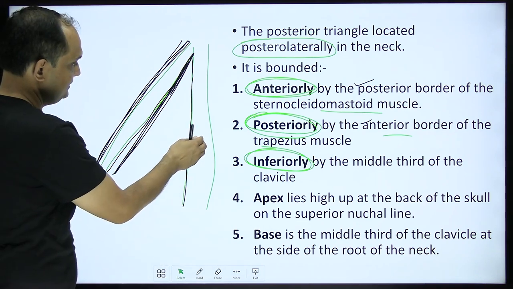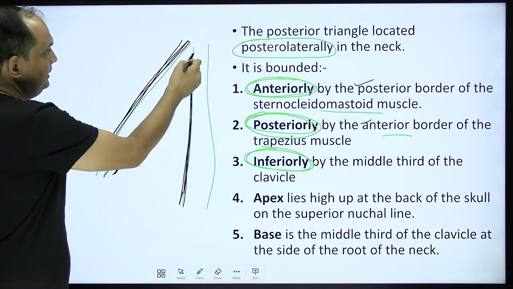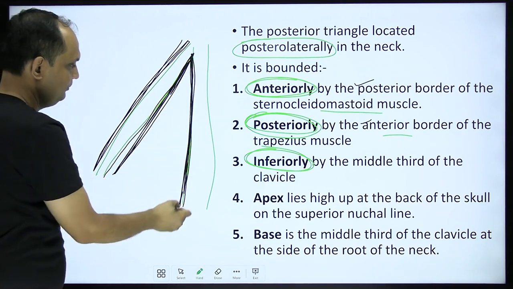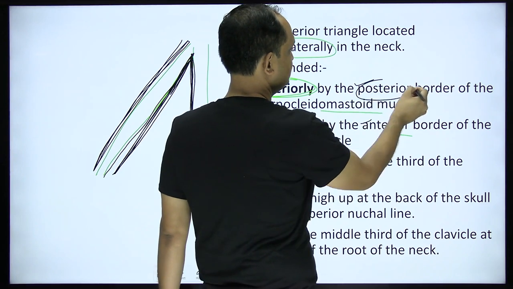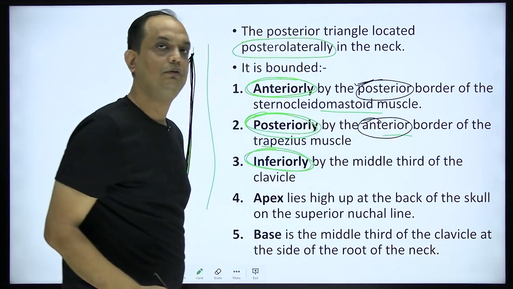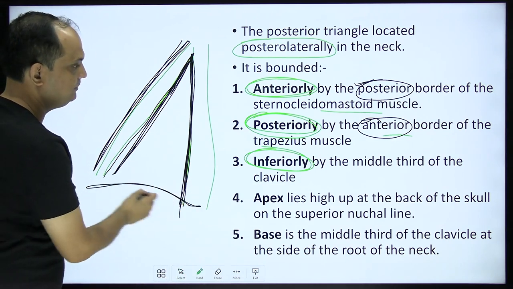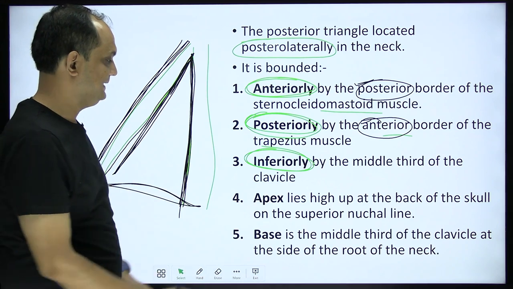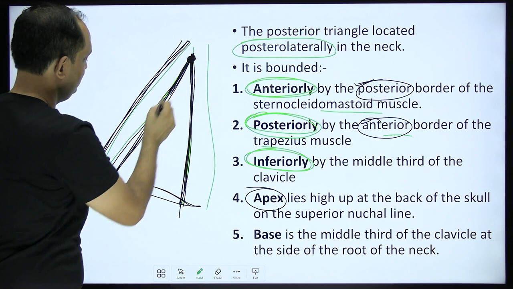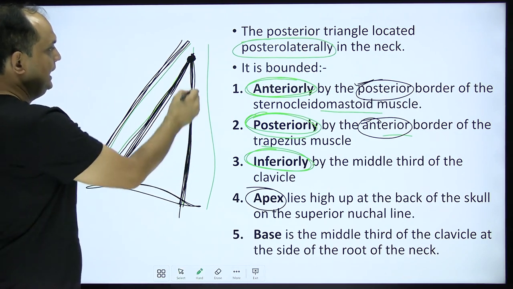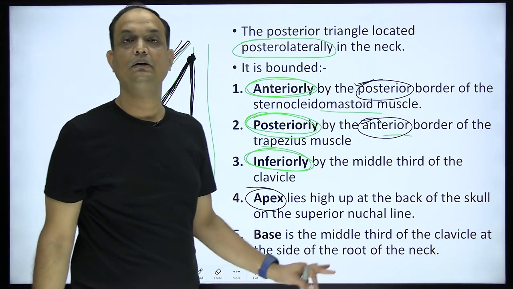In the same way, trapezius is not part of the triangle, because only the anterior border is actually lining, or you can say forming, the border of this triangle. So here these two words are very important: posterior border of sternocleidomastoid and anterior border of trapezius. Then inferiorly you have the clavicle, but which part? Only the middle one third. Apex. Now where is the apex? This point is known as the apex, where you have the meeting point of the posterior border of sternocleidomastoid and the anterior border of trapezius, and this apex is present near the superior nuchal line.